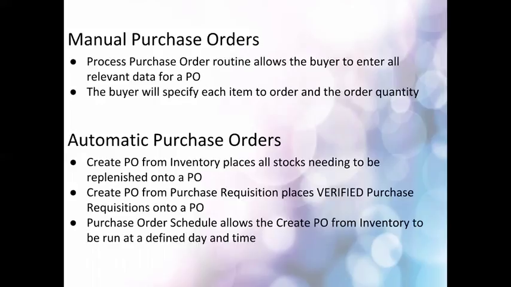Another way to automatically generate POs would be to use the Create PO from Purchase Recs routine. Doing so will tell the system to review verified purchase requisitions, and any associated items will be placed onto POs. Automation can extend even further if the purchase order schedule dictionary is utilized. Here you can specify a date and time for the system to launch the Create PO from Inventory and the Create PO from Purchase Rec routines.